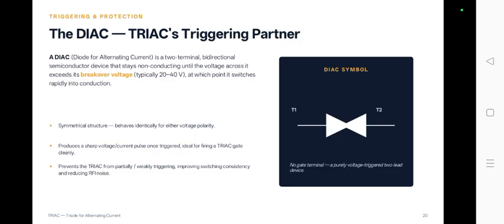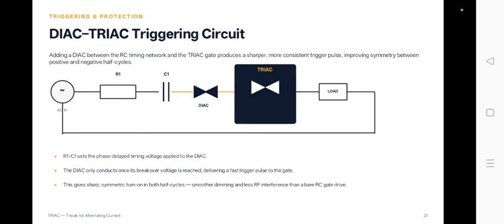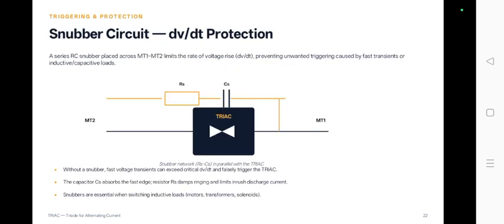Next, the DIAC and TRIAC as triggering partners. Next is the DIAC and TRIAC triggering circuit. Next is the protection of the TRIAC.